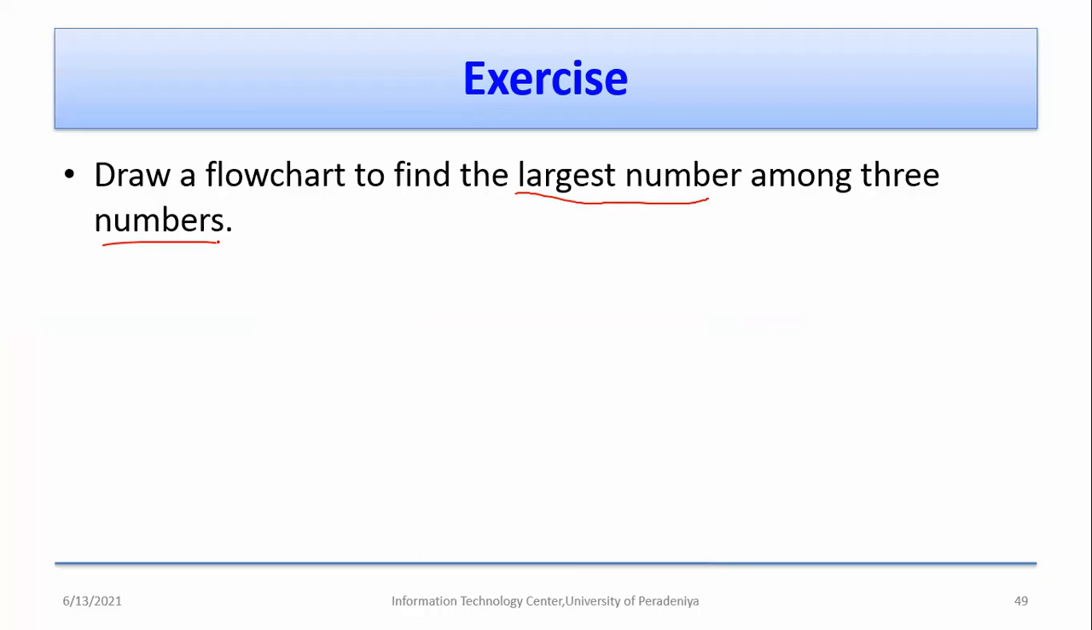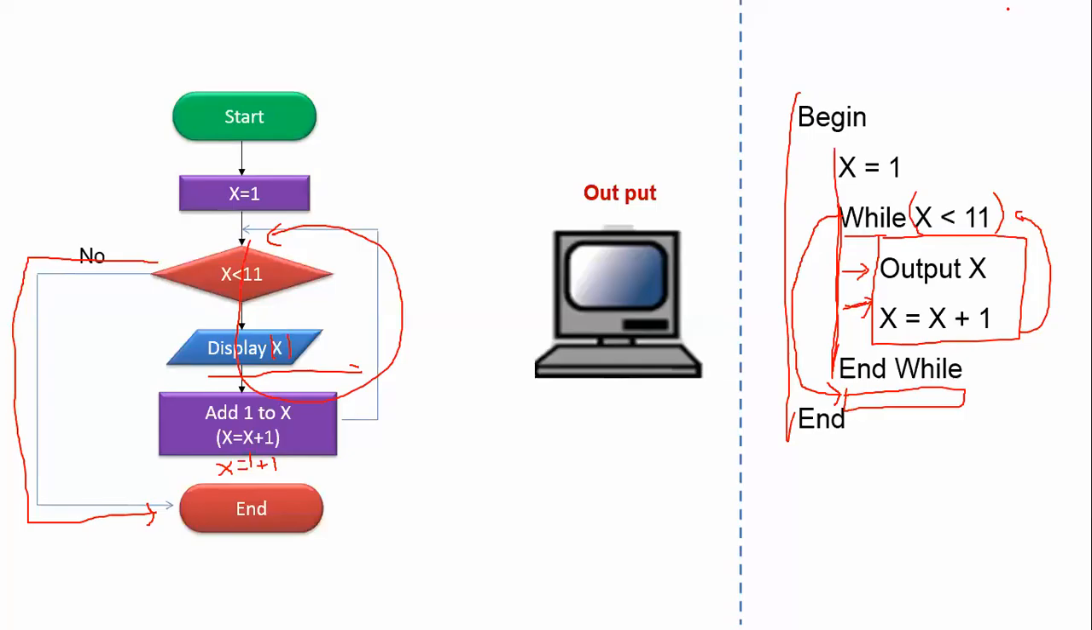Did you understand the question? You don't have to do it now. When you come to the next class, try to do this, right? You have to take three inputs from the user and find the largest number among the three inputs. Did you understand the question? Okay, then I'll stop in here.